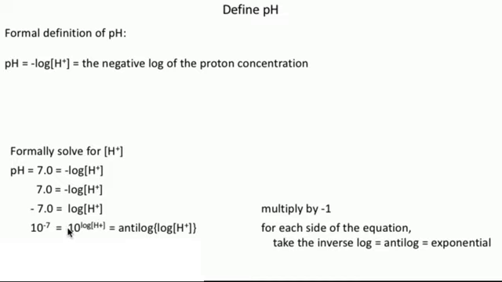And of course, the exponential of 10 can also be called the anti-log or inverse log. You can call it either way. So 10 to the log of protons, or the anti-log of the log of protons, is simply the proton concentration. Therefore, 10 to the -7 equals the proton concentration. A little bit of maybe trivial arithmetic there, but I think it will help you some.